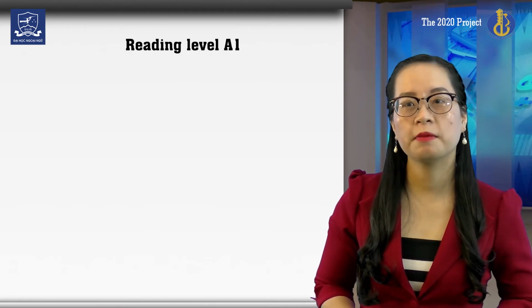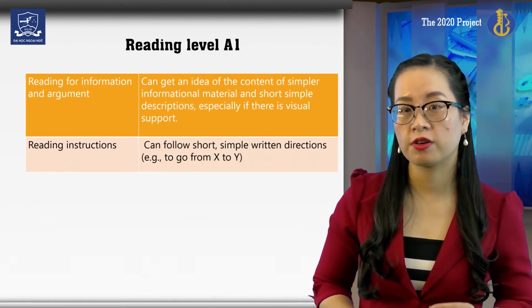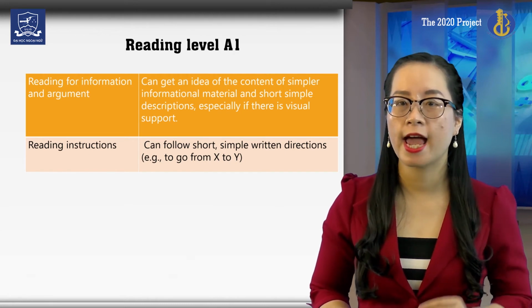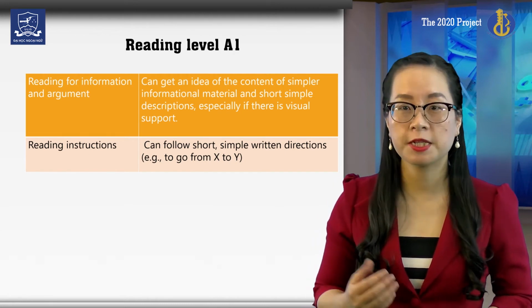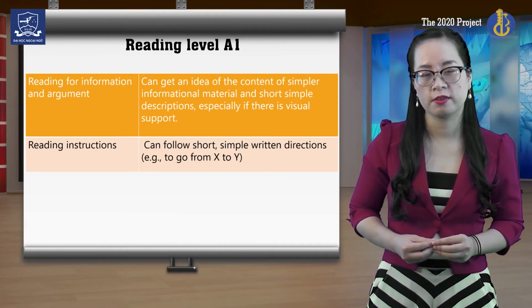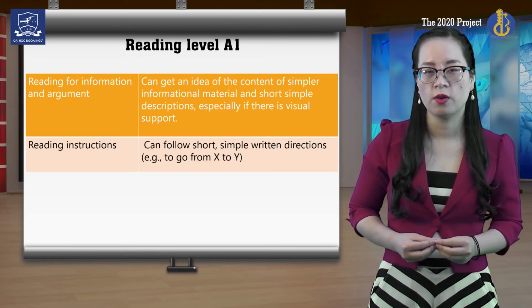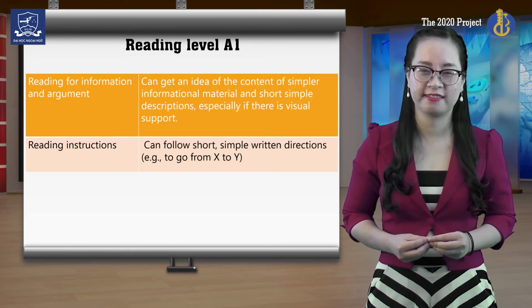Alright, talking about reading for information and argument, students can recognize names, words, and phrases, and sometimes simple sentences or descriptions if there are pictures. For example, basketball players are tall, or this man is fat.